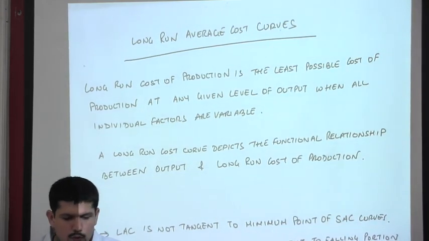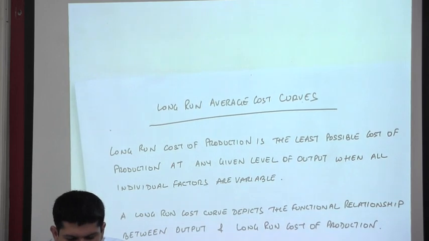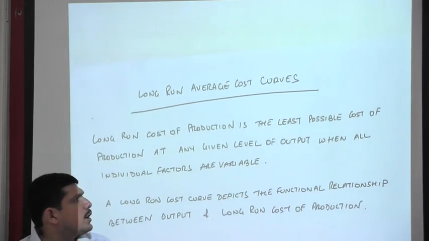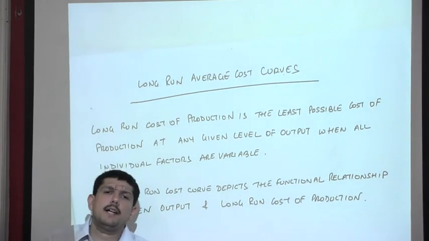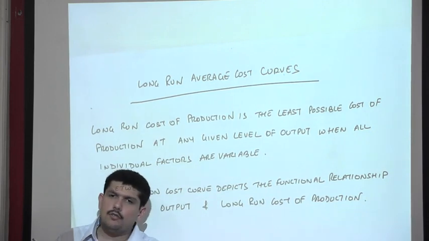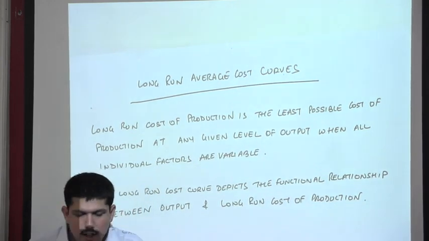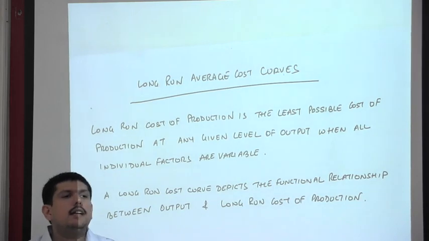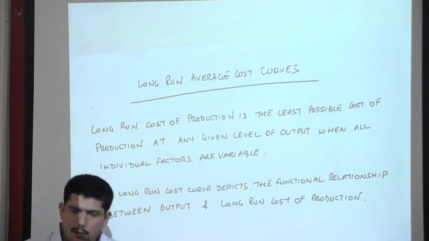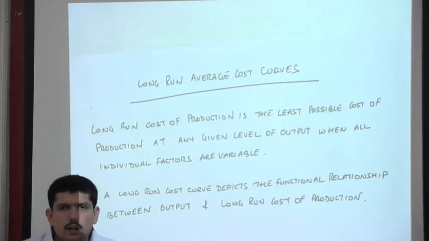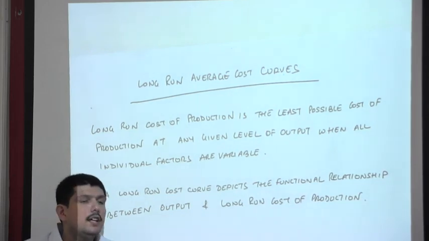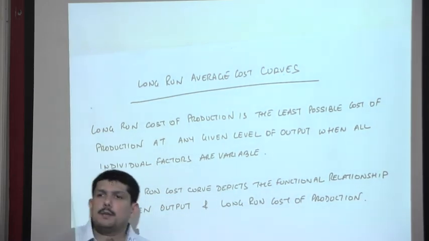Right, then we move to the next section, which talks about long run cost curves. Okay, in the long run which theory applies? In the short run, the theory of law of variable proportions applies, whereas in the long run the theory of returns to scale applies. So what is the long run? It's a reasonably big period wherein I'll be able to optimize my cost.